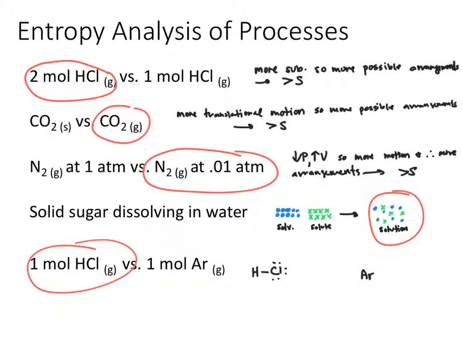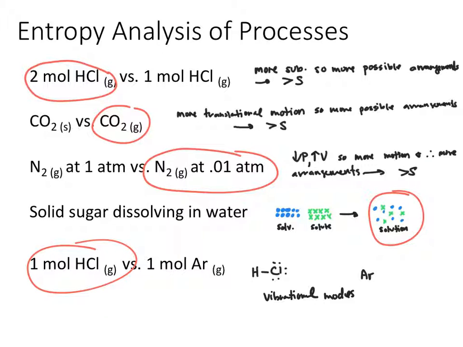So if we go ahead and we look at HCl versus argon, what you notice is that HCl is a molecule that has bonds, and argon is just a simple atom. Okay, and so the driving force here is actually going to be your vibrational modes. Okay, so your vibrational modes here are what's driving the HCl to have the greater entropy.